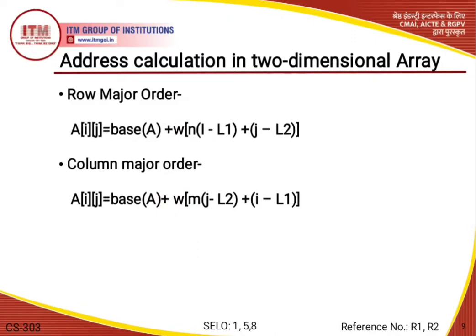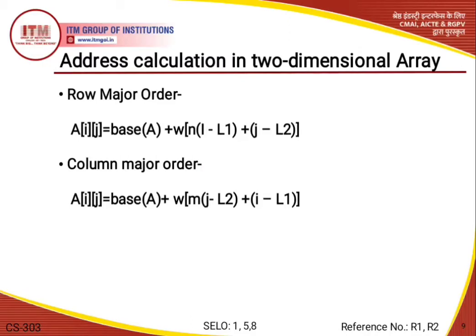For better understanding of this syntax, just follow my previous video. And here n represents the number of columns, and base A is the base address, i is the row index, and j is the column index. Meaning here i represents the row index and j represents the column index.